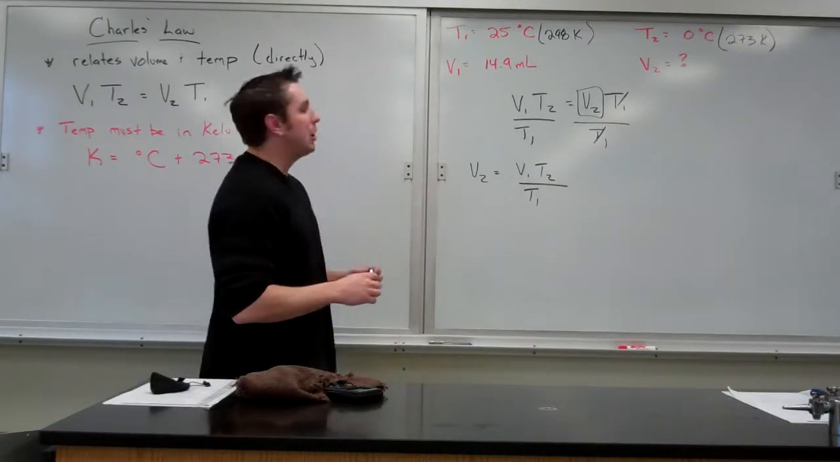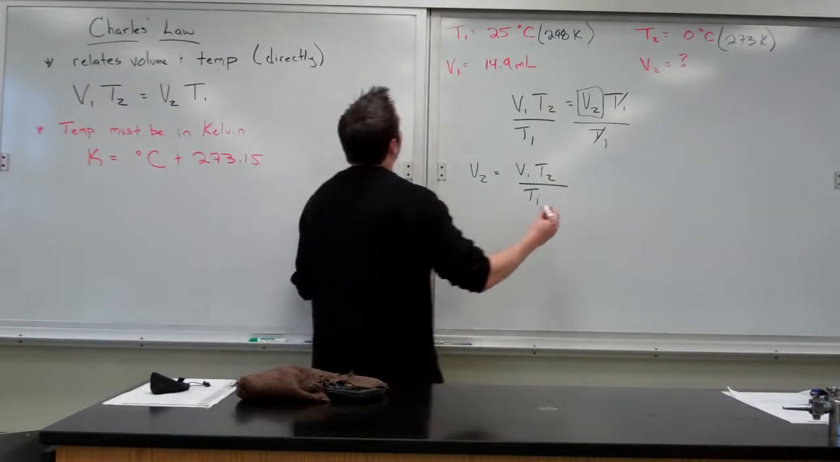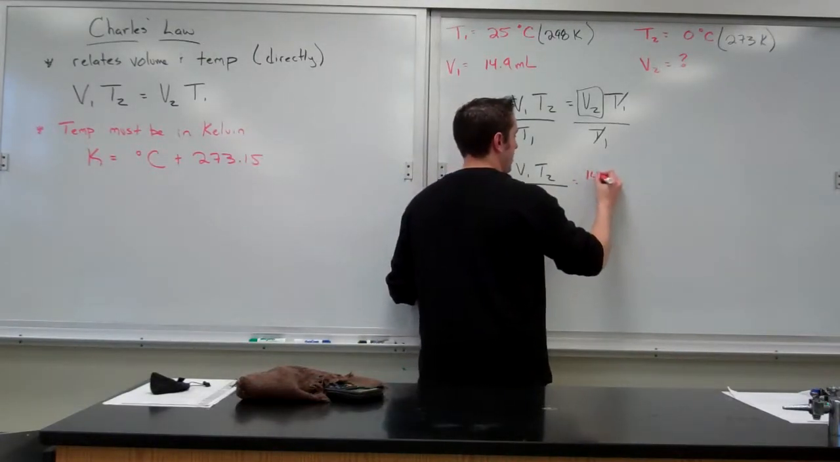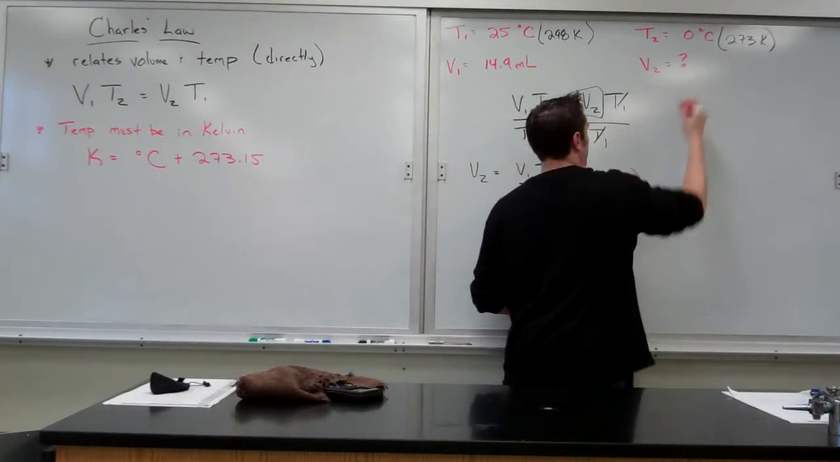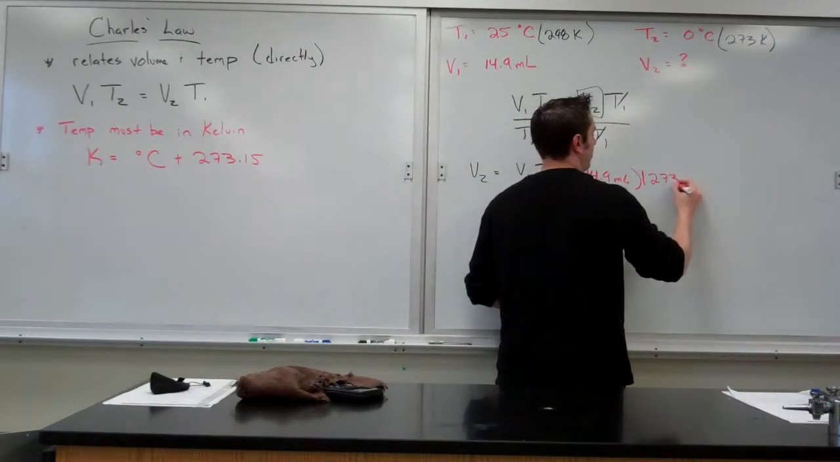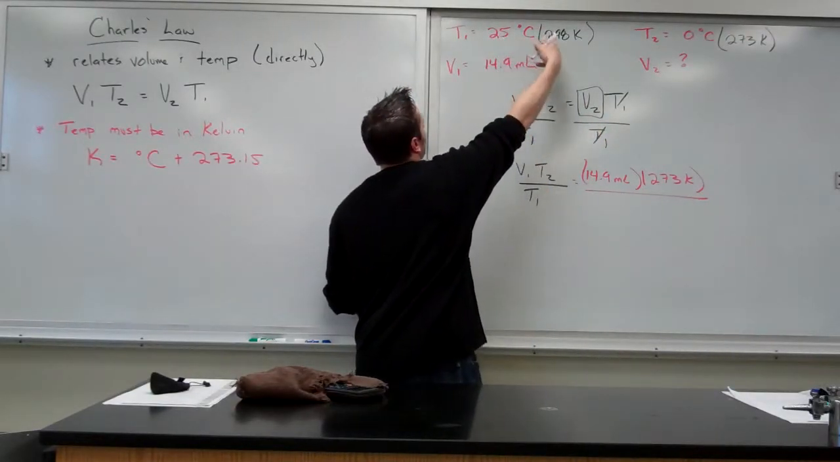Now I'm able to plug in and solve. V1 was 14.9 milliliters. T2, 273K. T1, 298K.